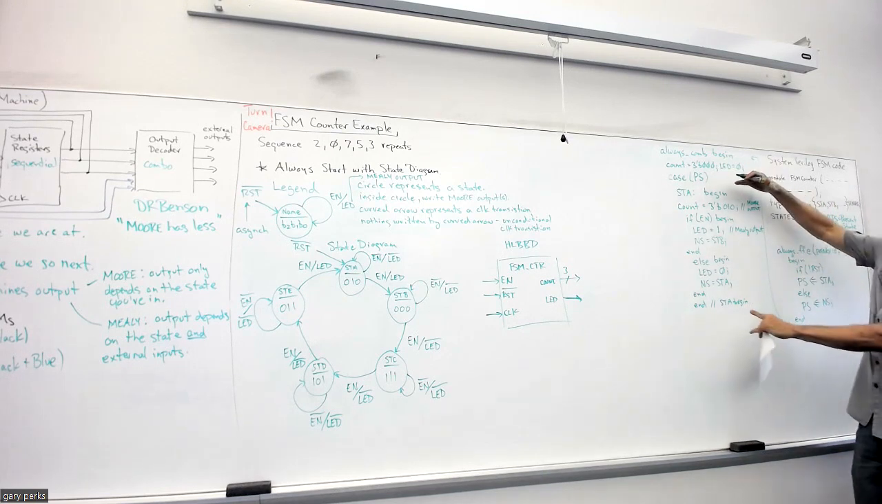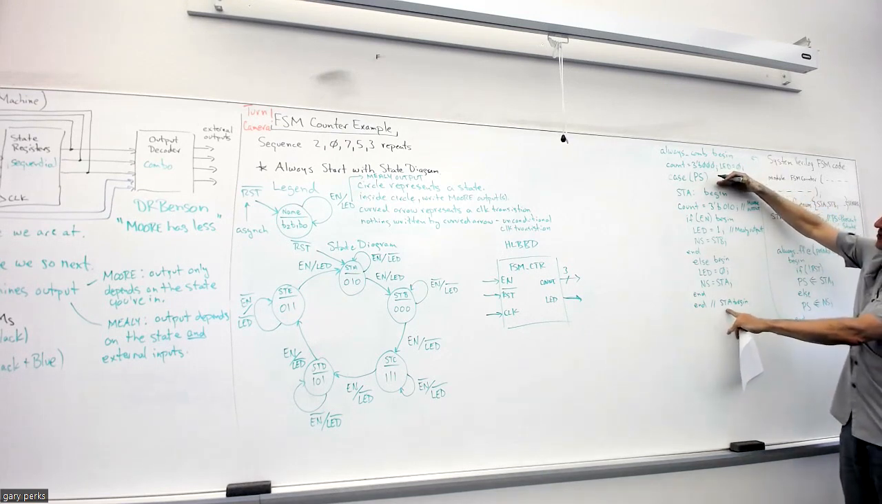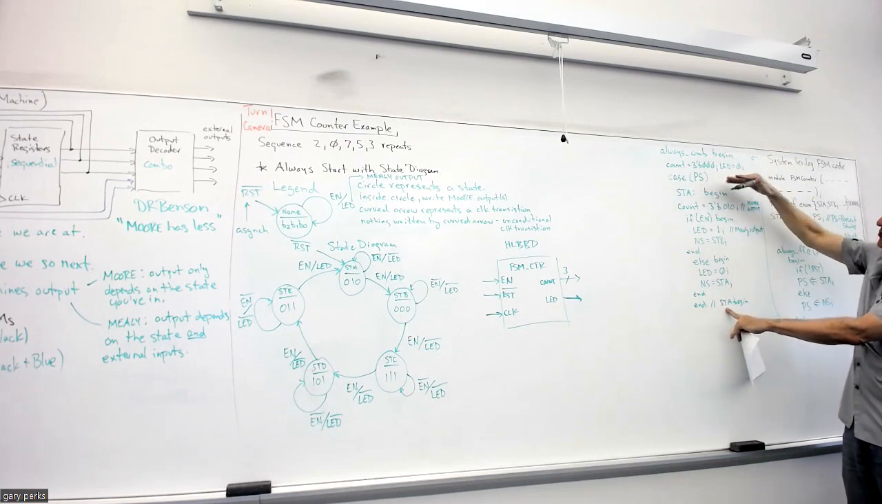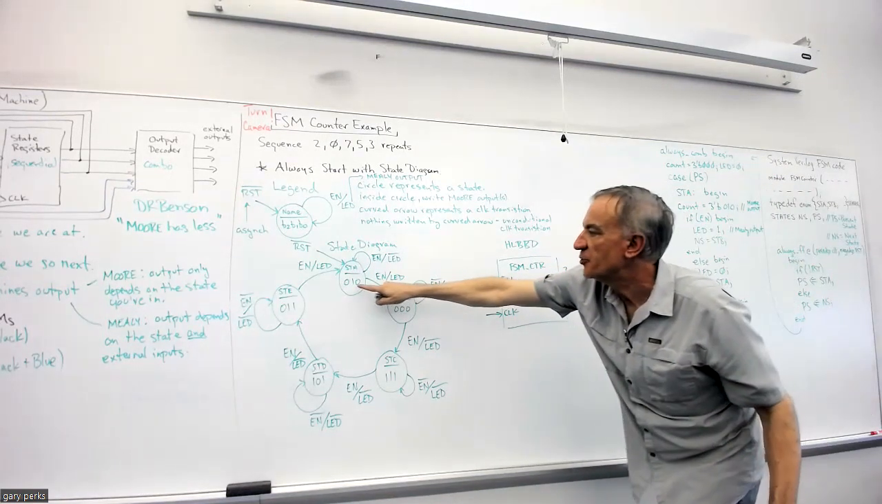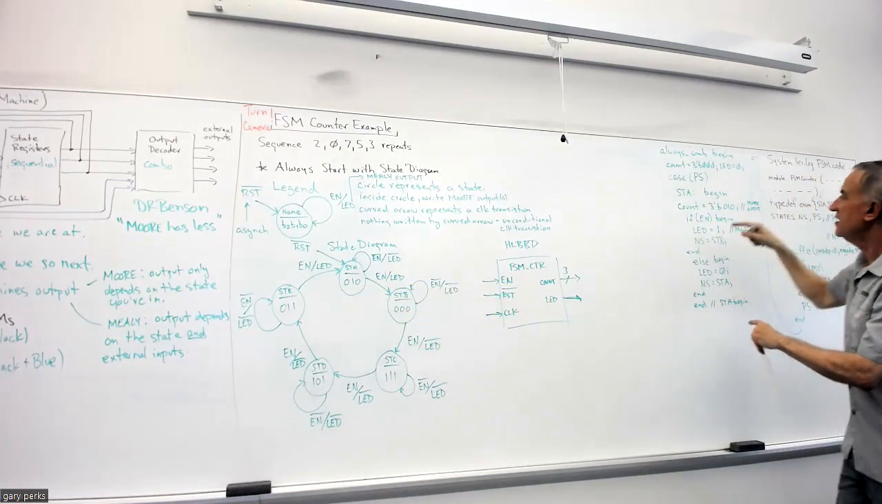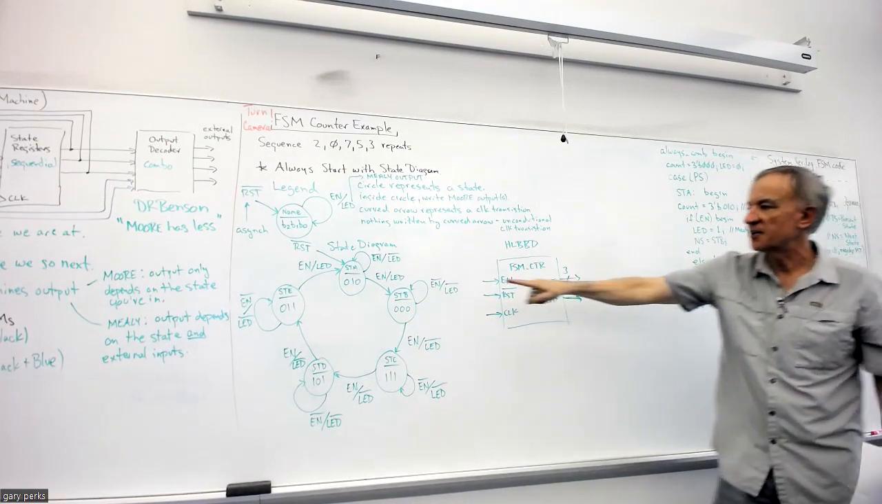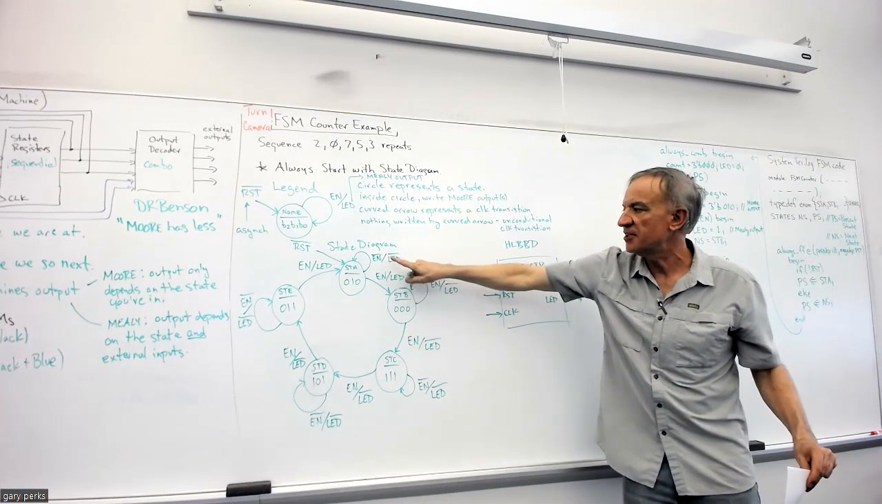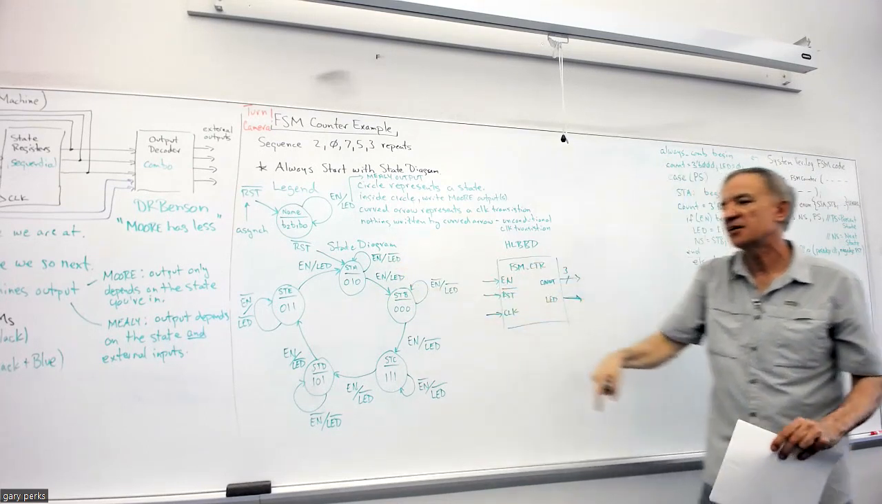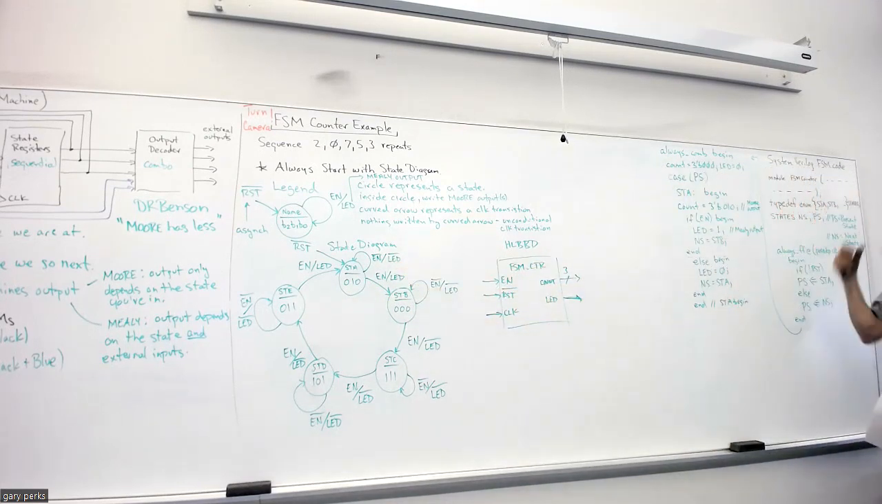Okay, but do you see how what we wrote here for state A comes from the state diagram? Because this Moore output is just the output within the circle for state A. And then within the if, that's where your Mealy output is going to be, because your Mealy output depends on not only the state, but also this enable input, which is an external input.